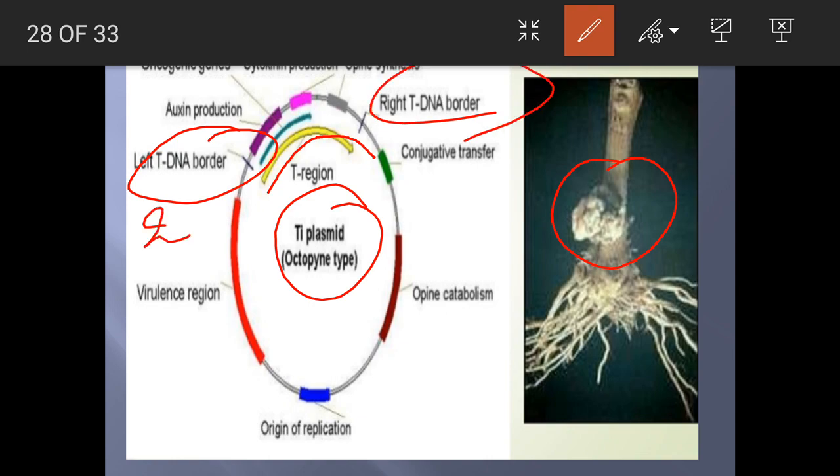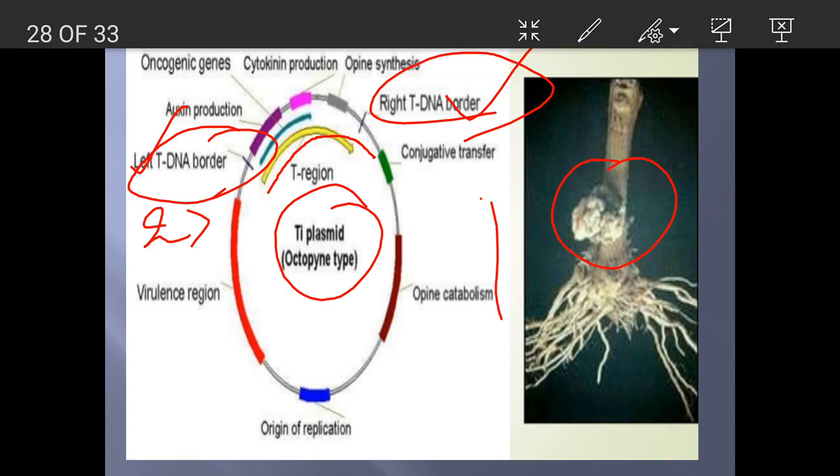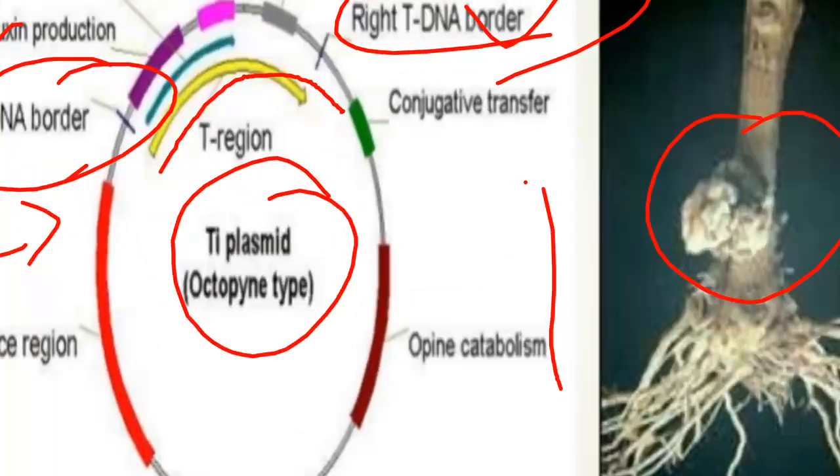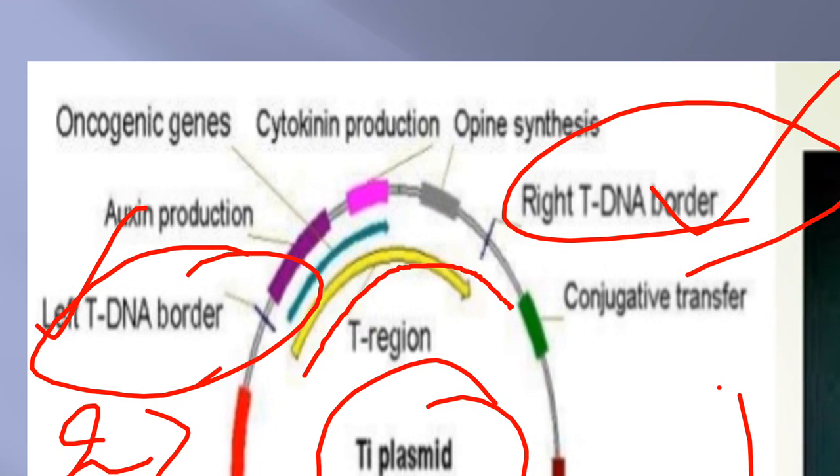Here, the genes present are flanked by 25 base pair repeat sequences on both sides, on the left side and on the right side. These are called the left tDNA border and right tDNA border. And coming to this region, the tDNA region, it consists of the important genes. I'm going to show you which are those regions.